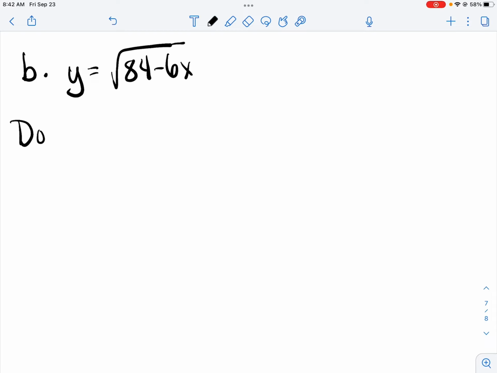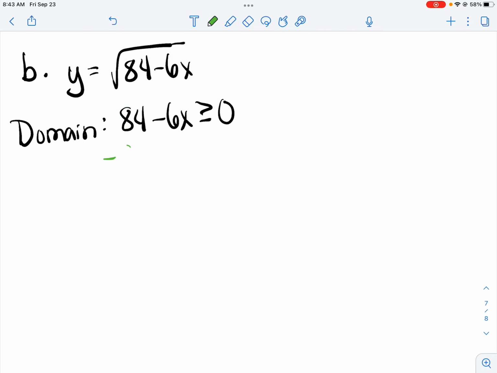So let's look at part B. With a square root and domain, we take whatever's under the root, so here 84 minus 6x, and we set it greater than or equal to 0. Now we use that greater than or equal to 0 because whatever's under a square root has to be positive, and positive numbers are greater than 0. And we have the equal to there because it is possible to take the square root of 0.